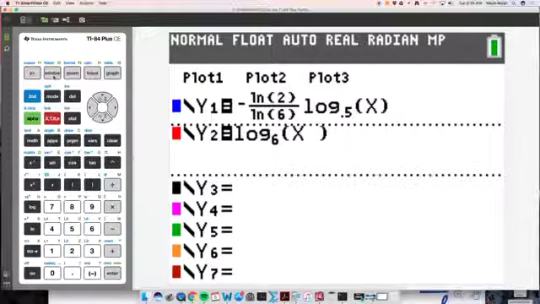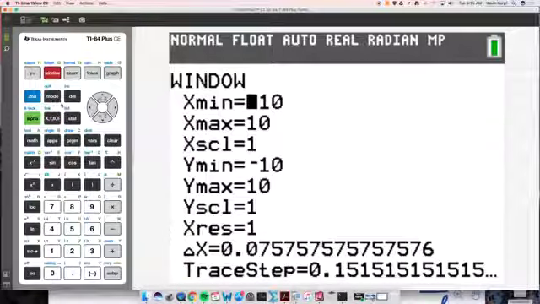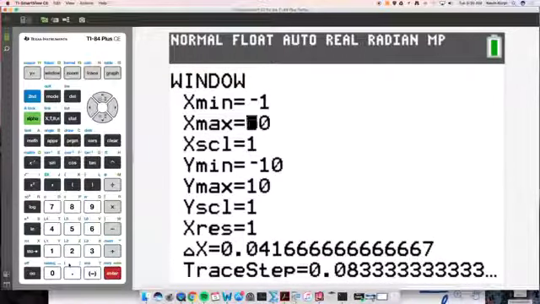Now before we just hit graph, let's think about a reasonable window. Both of these are going to live to the right of 0. So if I set my x-min to -1 so I can see the y-axis, 10 looks like it should be good. And negative 10 to 10, yeah, that looks all right. I'll see how that looks.